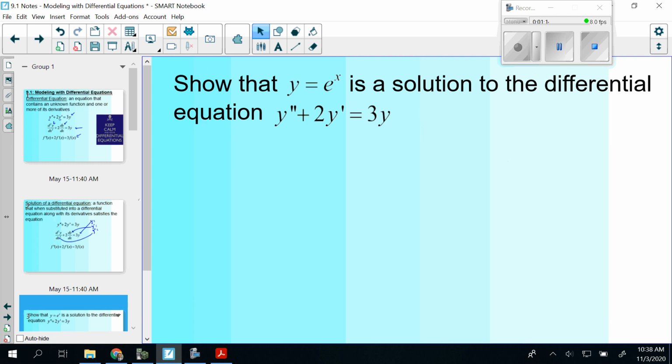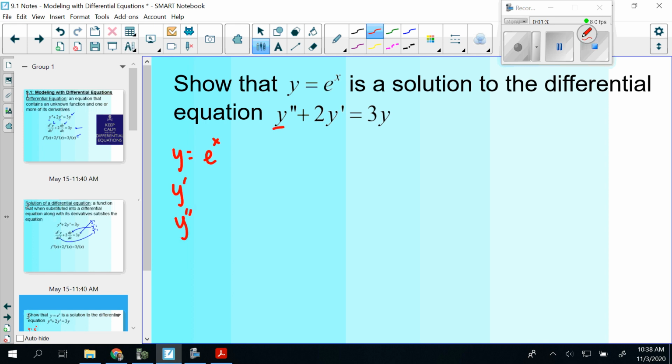Same one we've seen, or a little bit different, I guess. Show that y equals e to the x is a solution of this differential equation. So one thing we're going to want to do is find its first derivative and its second derivative, because those are part of the differential equation just like y is. So what are the first and second derivatives? Well, this is an easy one. Each derivative here is going to be e to the x.